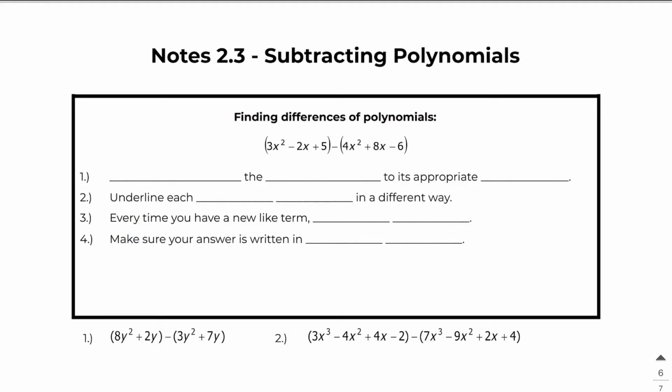Hey everyone, notes 2.3 are on subtracting polynomials, and the way we're going to do this is almost identical to what we do when we're trying to add polynomials. We just have one little extra step. So the first thing is distribute, and we've learned how to distribute. If we have any negatives, we're going to distribute the negative to its appropriate expression. We're going to go through this example with these different steps.